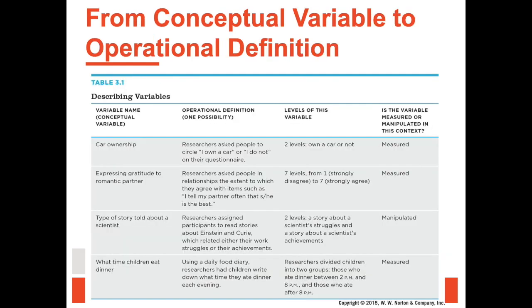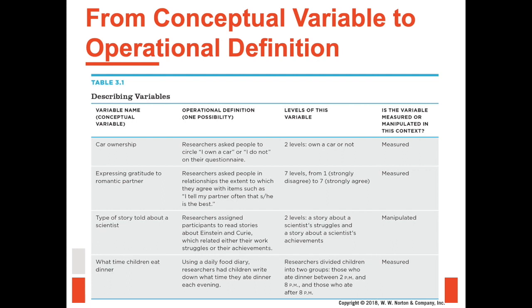So some examples of that, the variable name could be car ownership. The concept is, do you own a car? When we actually operationalize it, one way we could do that is we could ask people to circle, I own a car or I do not own a car. This one is a fairly straightforward one. You can just ask them, do you own a car? This one, you just have two levels. You either own it or not. And this is just measured. You're not assigning them whether they own a car or not.